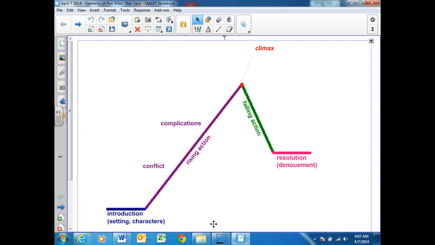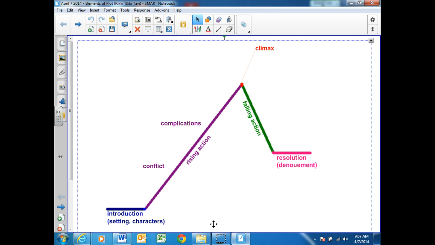Okay, so we're talking today about elements of plot, and what I want you guys to do is I'm going to tell you what to put in your comp books, but you're going to want to have this diagram in your composition book. This is going to be an important diagram that we're going to be using over the next few weeks.